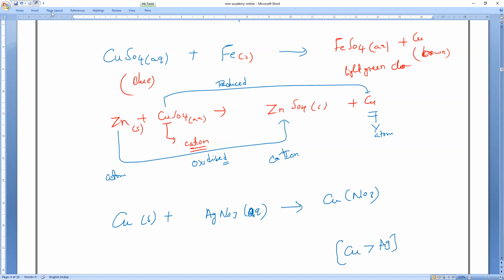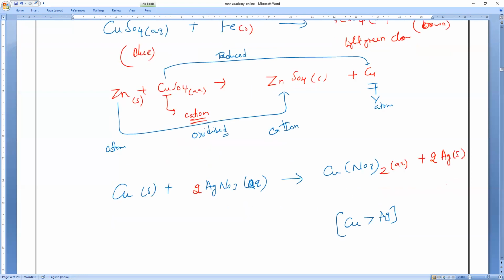So what products will come? Copper reacting with silver nitrate will form what? Copper nitrate plus silver. Balance the equation. I want a balanced equation. Quickly. 2 AgNO3 and 2 Ag. Okay, so please learn. This is what a displacement reaction actually is, and we can also say it falls under redox reactions.